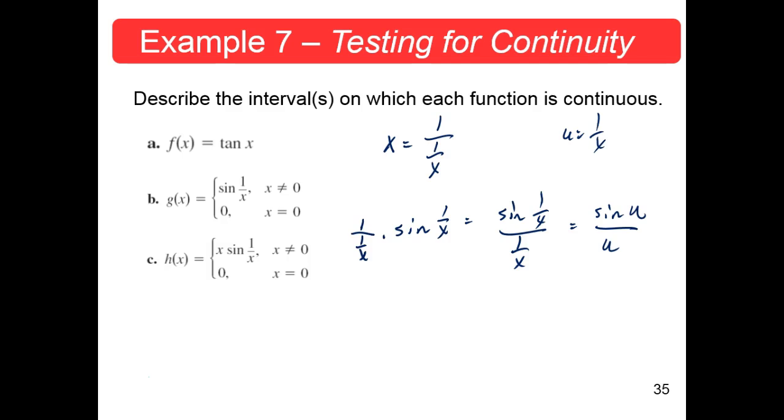So this would be continuous everywhere but x equal pi, any half pi. This would never be continuous, ever, at x equals 0. Any other x would be fine, but not x equals 0. And this would not be continuous at x equals 0. Now that's my guess. Let's see what they do.